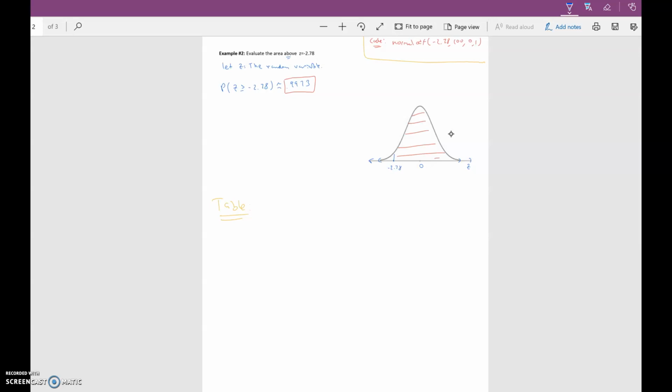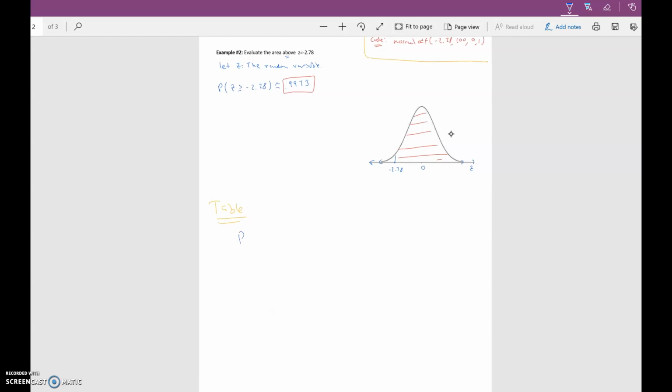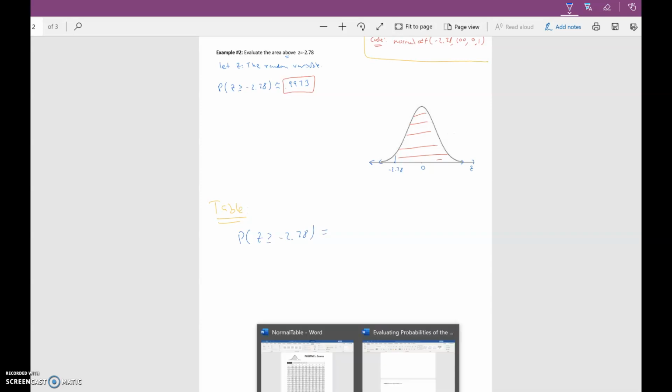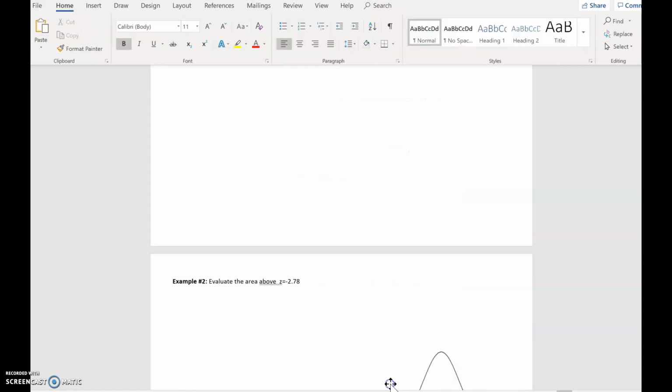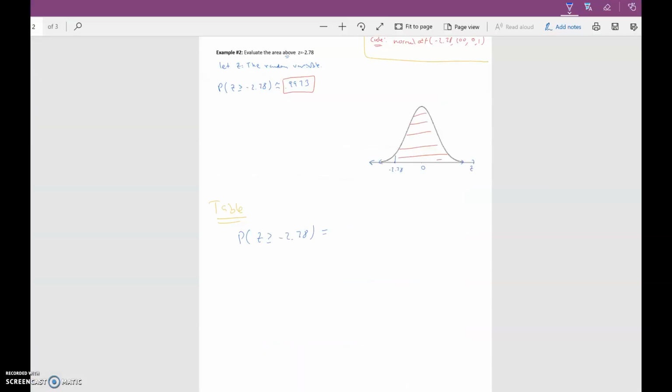I do want you to check these to make sure that you're matching. Now, if you were to use a table, you would have said, well, this is Z, it's greater than or equal to negative 2.78. Now, there's a problem with this statement in terms of the table. Your table only actually gives you the area to the left. You want an area to the right. So technically, by definition, the area under the curve or under the distribution is 1. So you would have to actually adjust it to the following if you're using the table.